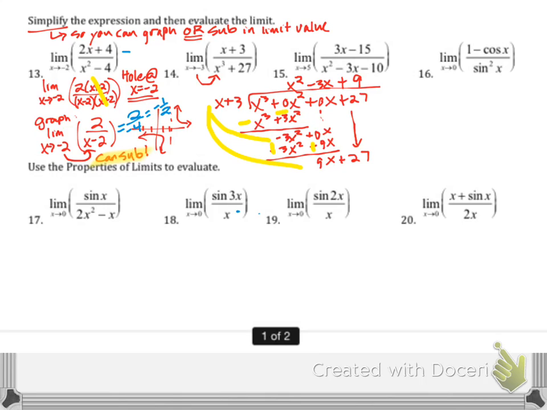We multiply by 9 and get 9x plus 27. And subtract, because that's what we do. And get 0, which means we've just factored the denominator. X cubed plus 27 is the same as x plus 3 times the quantity x squared minus 3x plus 9.